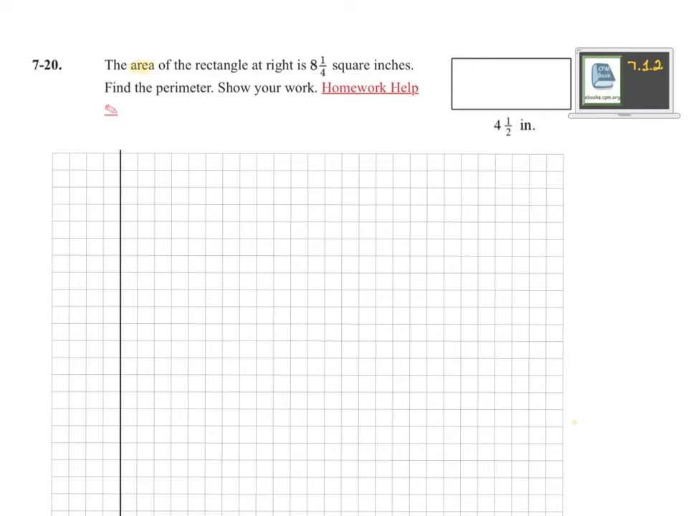So area means the inside. So looking at the picture, all of this is equal to, let's say 8 1/4. I need blue. So 8 1/4, that's what is given, and I can also write square inches. So I definitely want to write the problem 7-20 in my notebook, but I also want to draw our picture, a little sketch, and we are looking for the perimeter.